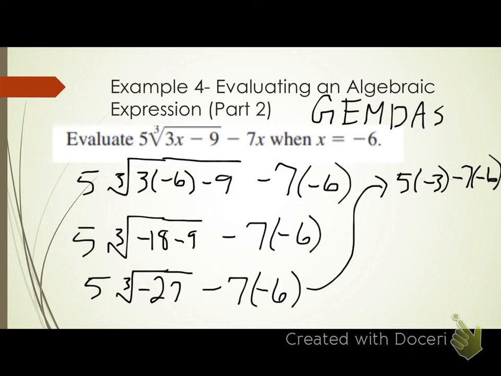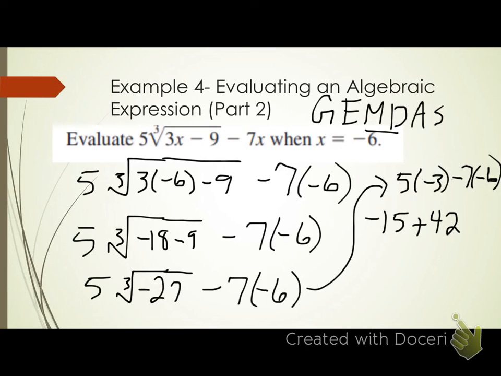Everyone okay with what I've done so far? All we did was simplify the inside of the radical and then take the cube root. So, we've simplified our grouping symbols. Do we have any exponents? No. Do we have any multiplication or division? Yeah, so we're going to do that from left to right. What's 5 times negative 3? Negative 15. Negative 7 times negative 6. Positive 42.